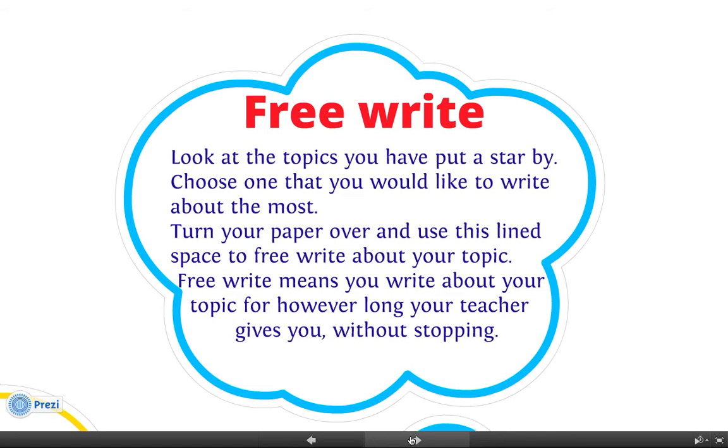When we say free write, it basically means you write about your topic for however long your teacher gives you without stopping. Do not set your pencil down, just keep writing. You can use this time to write a list. It can be a list of associations that you have with this topic, things you already know, personal experiences you've had. Basically any statements or ideas that come to mind, write it down. You can't be wrong in doing this.